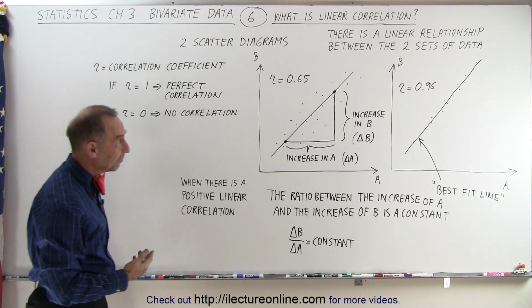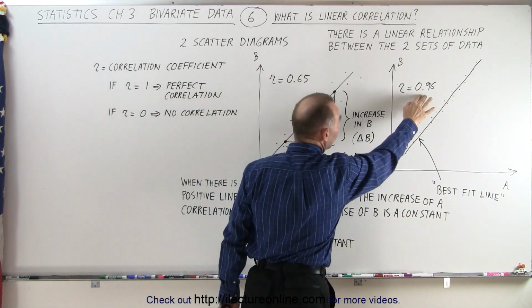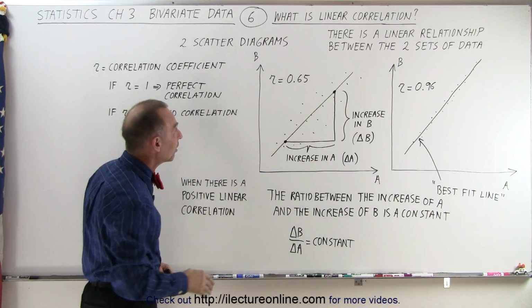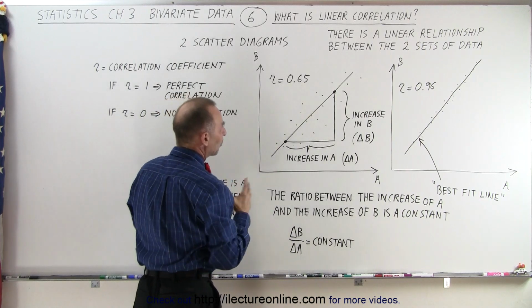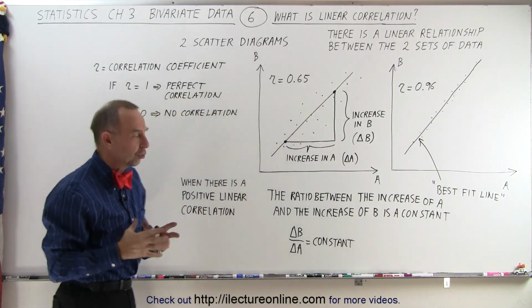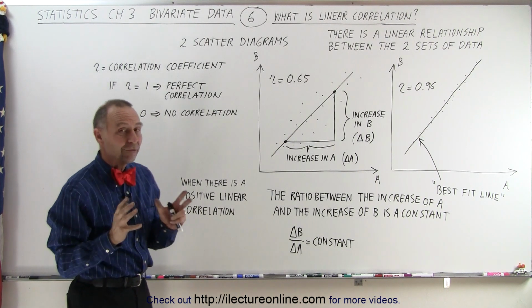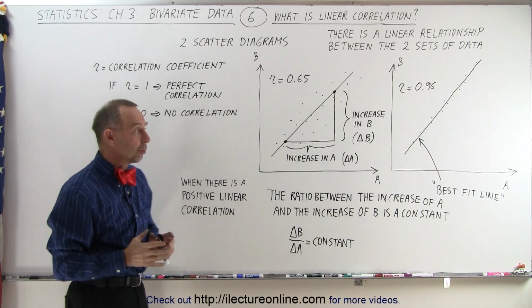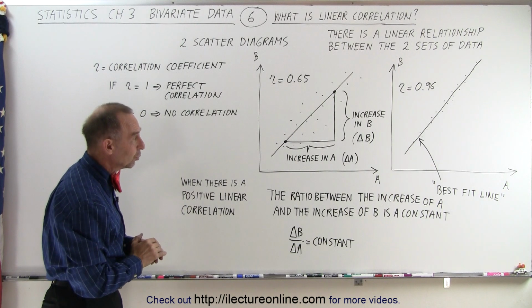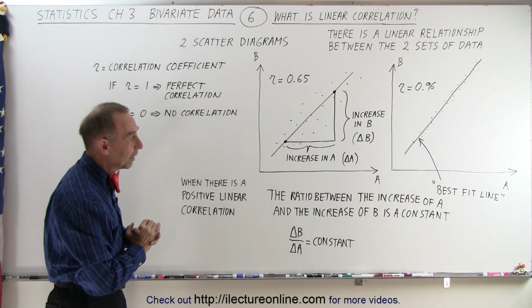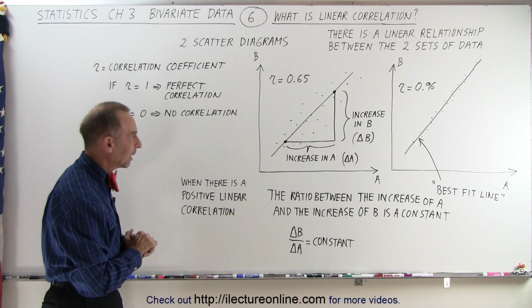And of course, if R is a very large number, close to 1, then we say there's a very strong correlation between the two data sets. If R is smaller, then we say there's not such a strong correlation between them. So it's a very important concept, the correlation coefficient and the correlation between the two data sets, especially when we talk about linear correlation. There are other kinds of correlation, and we'll talk about that later.